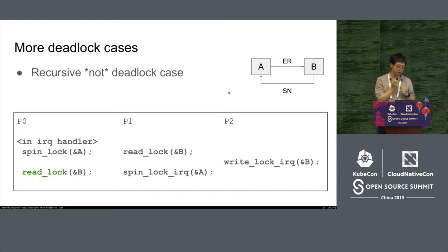Next, this is not a deadlock. We just reverse the sequence. So we can see P0 gets A, P1 gets B, P0 now wants to get the B. It is possible, it is accessible. The lock is a recursive rwlock, and they have a P2 writer, but still they can get the lock. So this is not a deadlock itself.